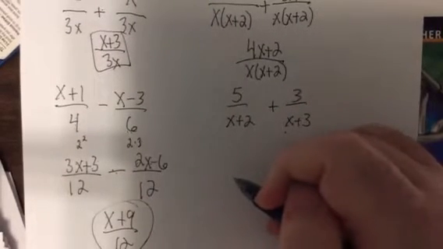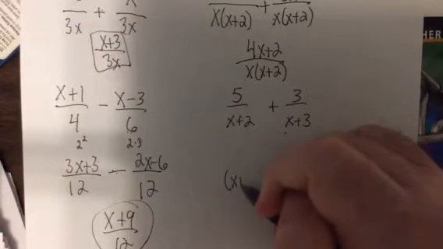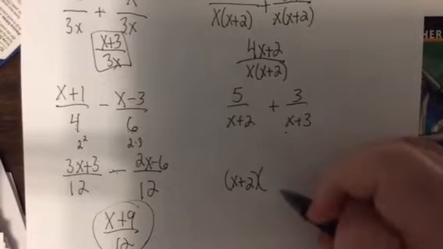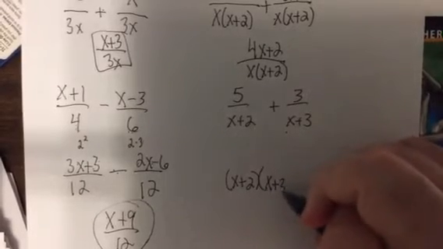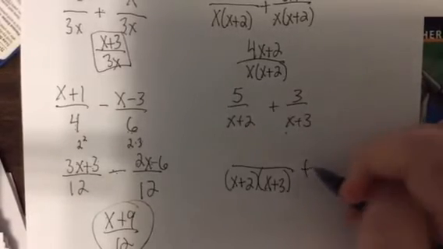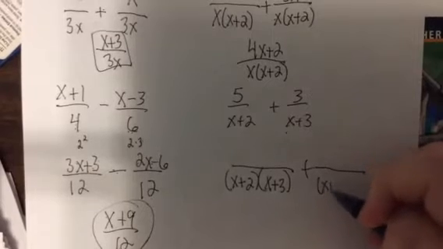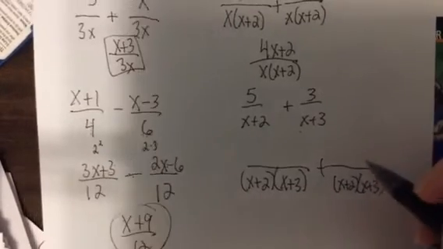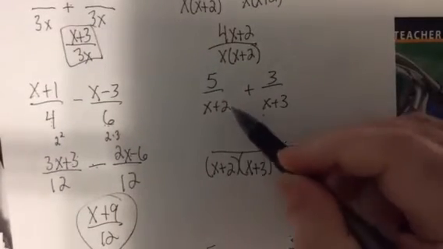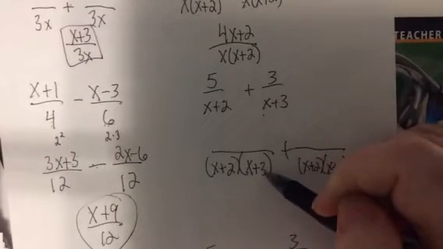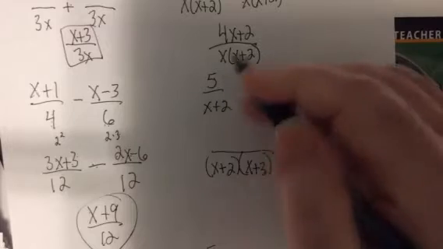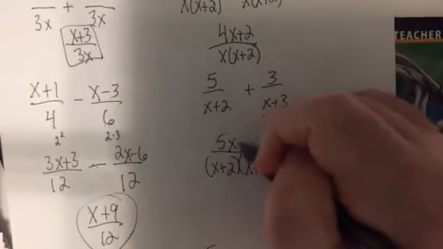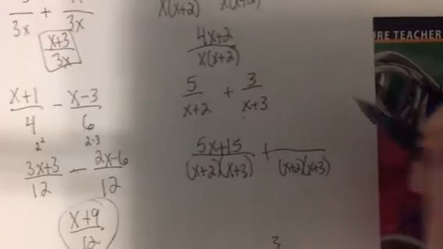So this one, what do you think the LCD is? Well, it's x plus 2 times x plus 3. Lot of writing with these problems. So what's this missing? x plus 3, so you have to multiply x plus 3 to the top. That'd be 5x plus 15.